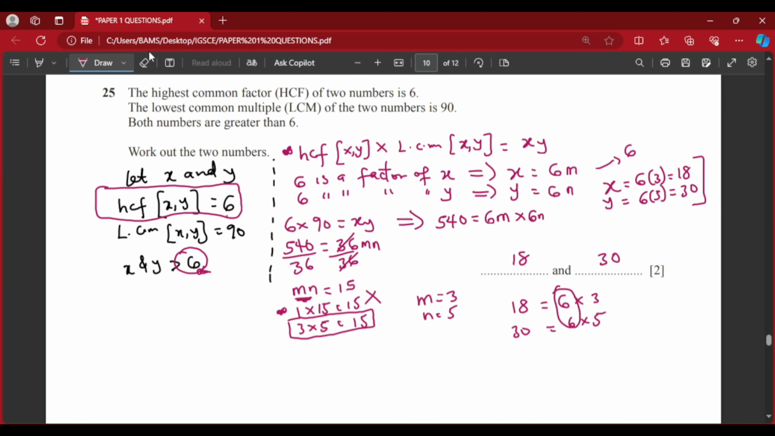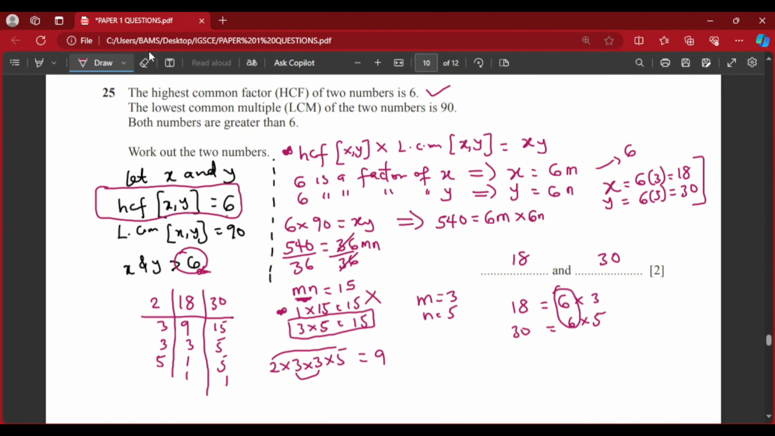So this is correct. What's the LCM of 18 and 30? To check our answer anyways, let's do the normal procedure. 18 and 30. If I do 2 here, I would have 9, 15. 3 here is 3, this is 5. 3 here is 1, this is 5. 5 here is 1 and 1. So I will have 2 times 3 times 3 times 5. Okay, so 5 times 2 is 10, 3 times 3 is 9, and that is 90, and this is fulfilled. Therefore, our answer is 18 and 30.